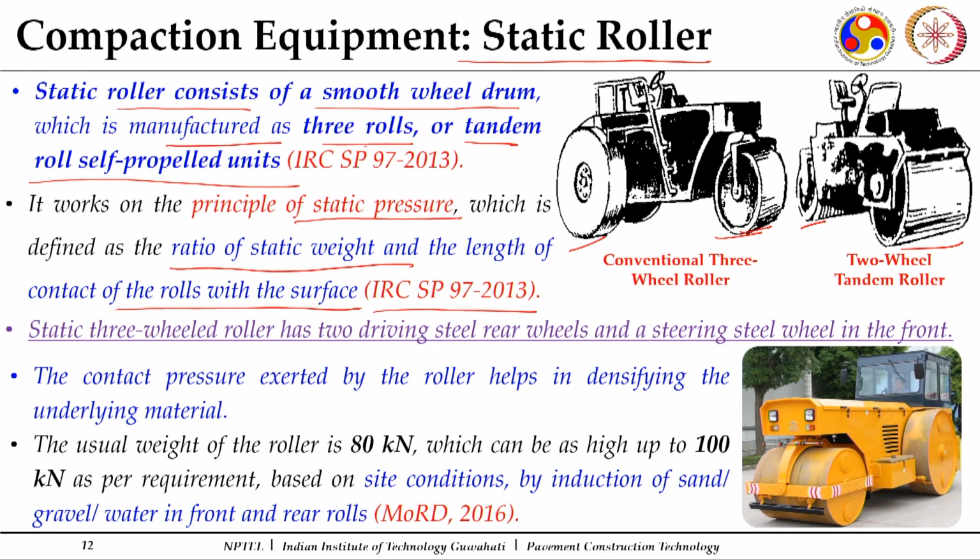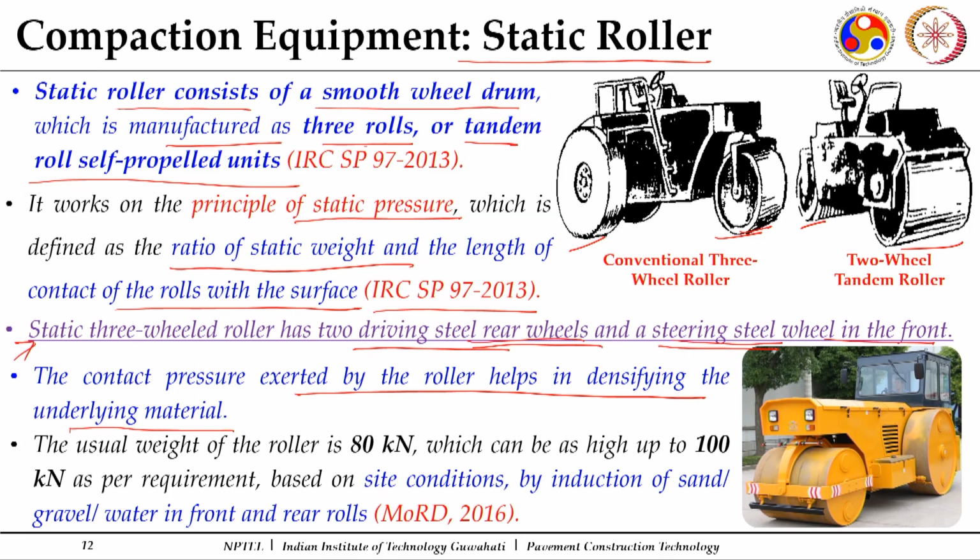Now, specifically the static 3-wheeled roller has two driving steel rear wheels and a steering steel wheel in the front. This is the one which is driven, and this is the one which steers and moves in the front. The contact pressure exerted by the roller helps in densifying the underlying material.